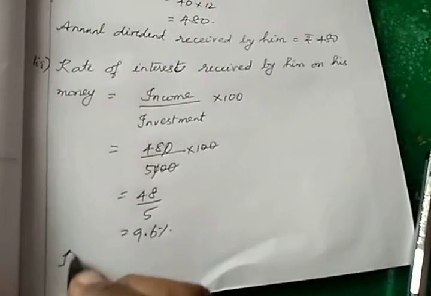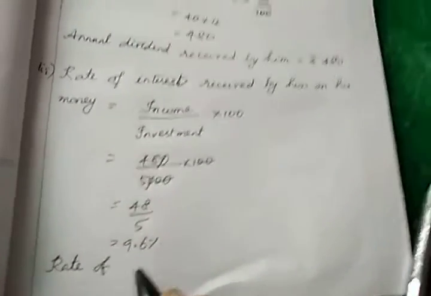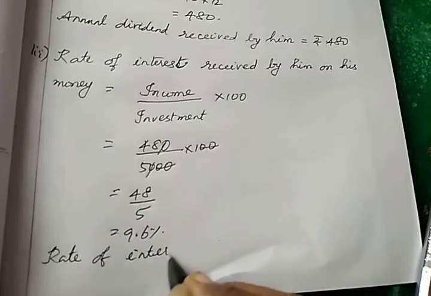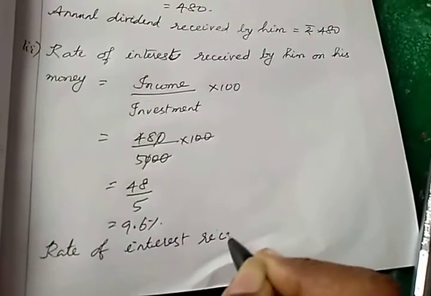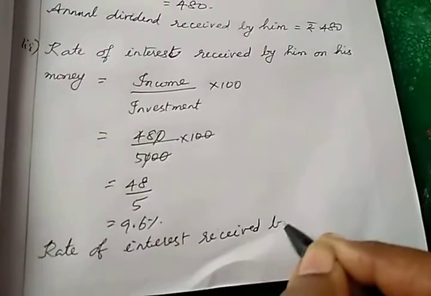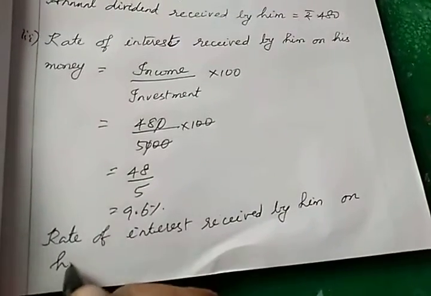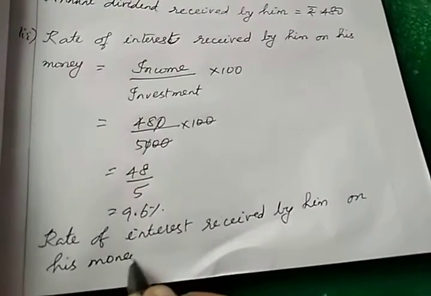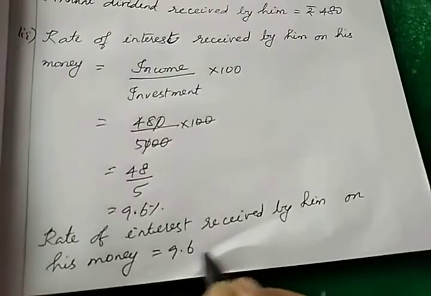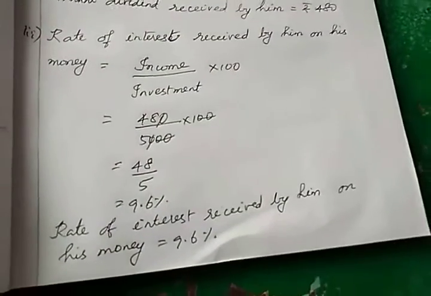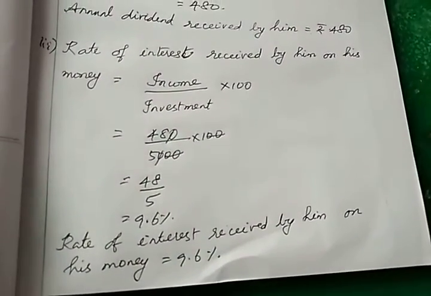Rate of interest received by him on his money equals 9.6 percent. With this, sum number 5 of exercise number 7.2 is completed.